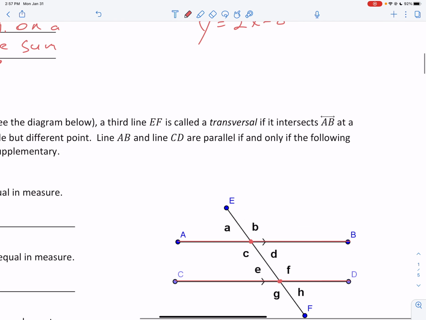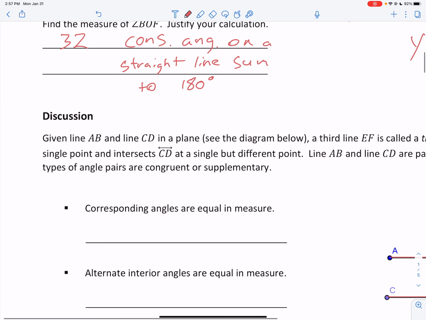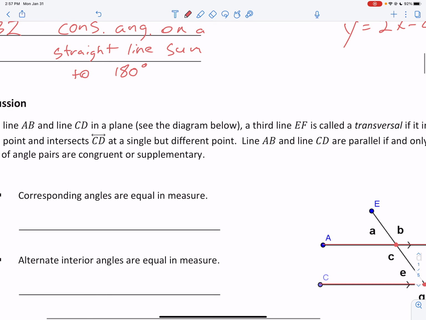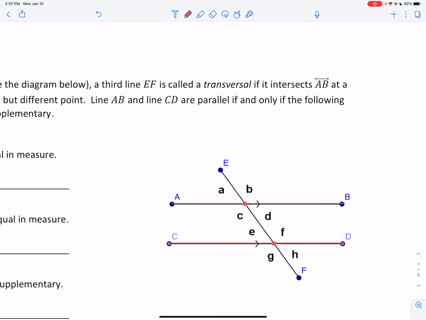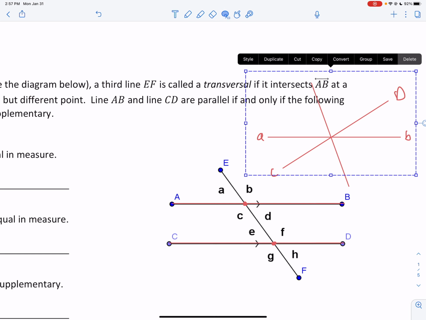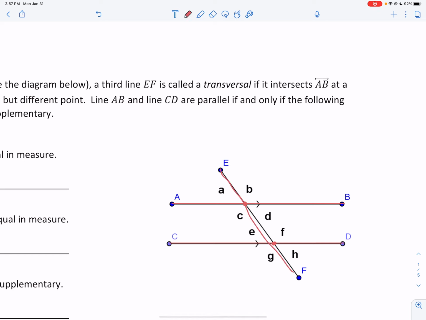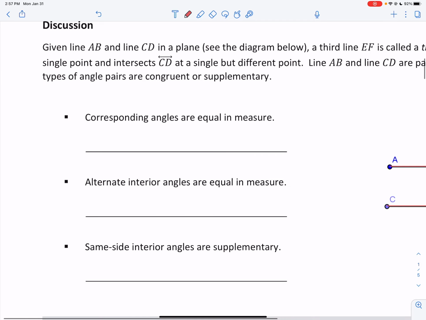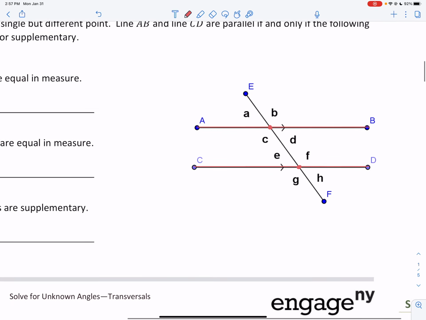This language is important because it's a transversal if it intersects AB at a single point and it intersects CD at a single but different point. This is important because you could have a line like this that you call AB and a line like this that you call CD, and another line that intersects them both at the exact same point like that. That is not a transversal. But what's interesting about this is that there is no possibility of drawing a line that intersects these both that has them intersecting at the exact same point. So it's already kind of nice. But for our terminology, we kind of need to make sure that we understand that.